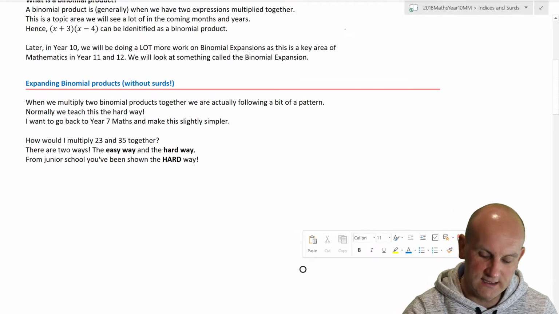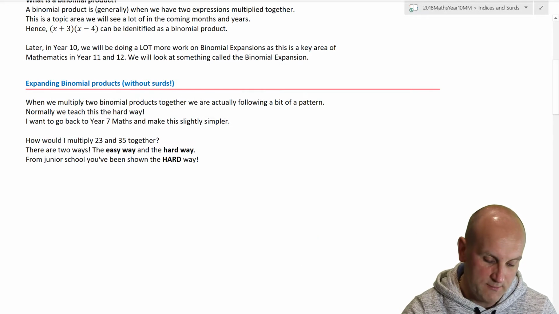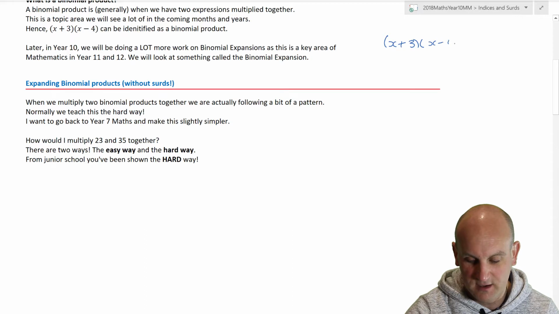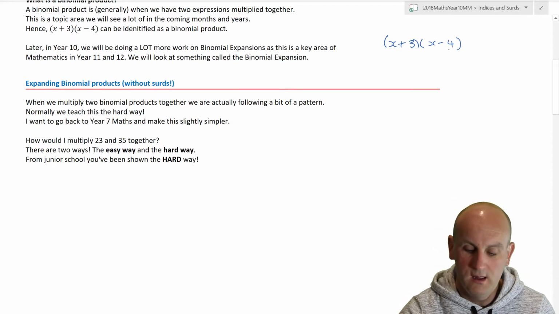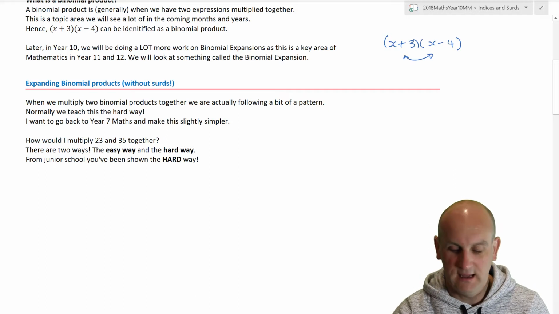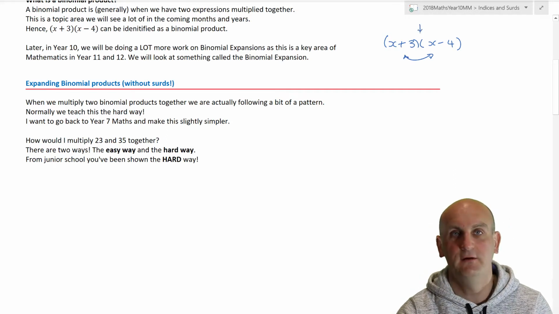So, as I've said here, an example of a binomial product would be x plus 3 and x minus 4. That's just one example. Why? Because there are two things, two expressions multiplied together. And yes, between those brackets, there is a kissy-kissy.